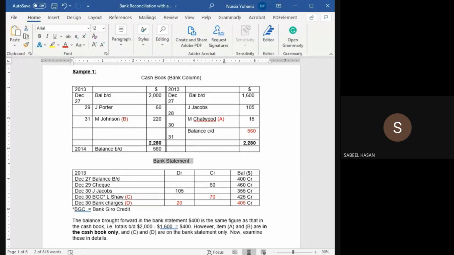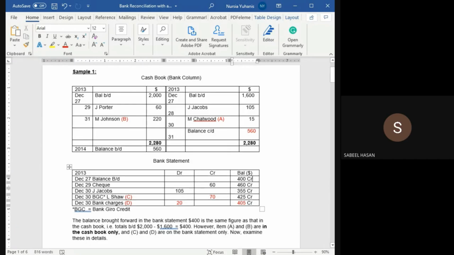Okay, let's say you have a Maybank business account. At the end of the month you will wait for Maybank to send the Maybank statement. Alright, so you can see here this one is for 2013, as shown in our book. Okay, this is our book. We have balance BD of 2000, and then we have balance CD of 560. And then you refer to the bank statement. Here we have a 400 credit balance.